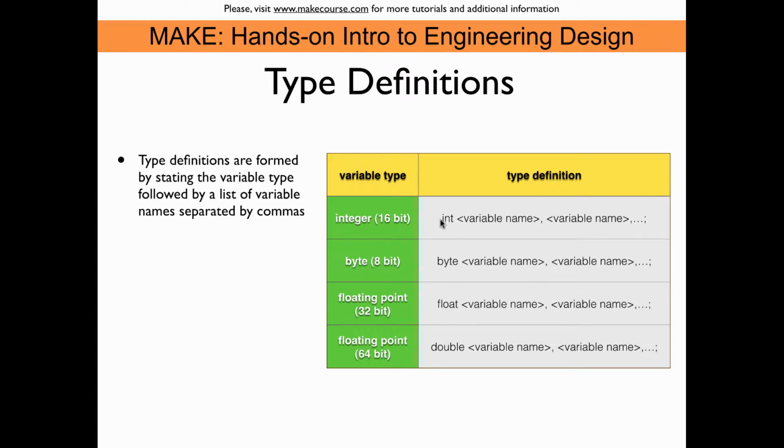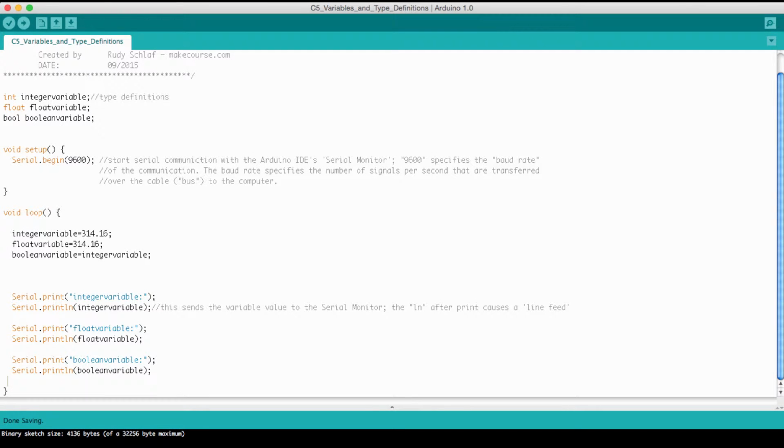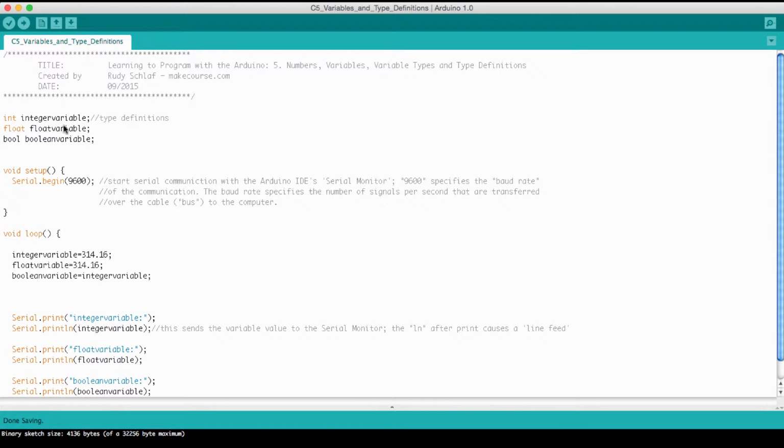We simply state the variable type that we want and then follow it up with a list of variable names separated by commas, and don't forget the semicolon at the end. Okay, let's put this to the test. I made a small Arduino sketch here. From now on, if you want to reproduce this on your own, then you need to have the Arduino hooked up through the USB cable, but that's all you need.